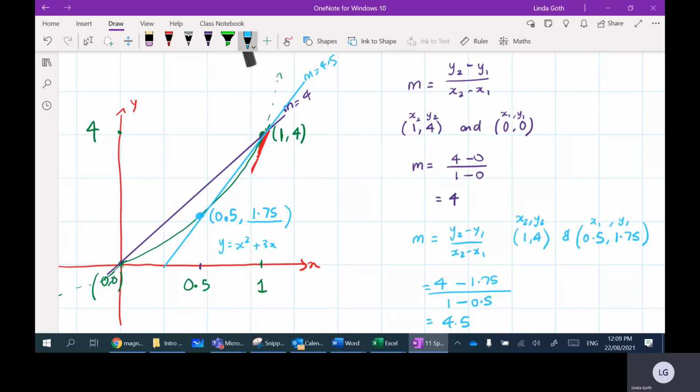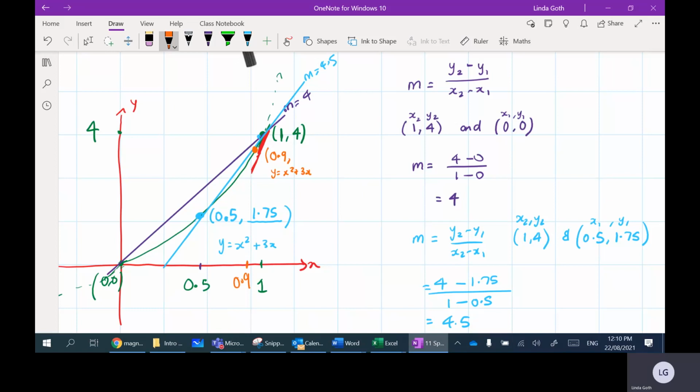Now I'm sure you will agree that I could go much closer to the point 1, 4 and get a better approximate for the gradient. So let's go to 0.9. I need some new colour. Try orange. So this time I'm going to go to 0.9, and that will get me to this point here. It's getting a little bit messier, but that's going to be the point 0.9. I need to find a y coordinate that goes with that, so I'm going to put 0.9 into the equation y equals x squared plus 3x.